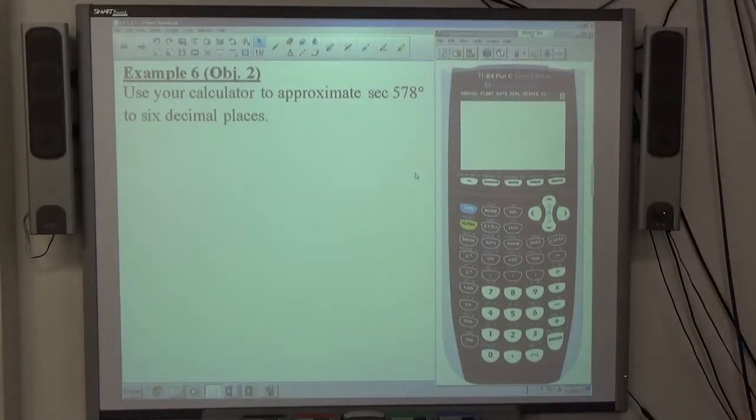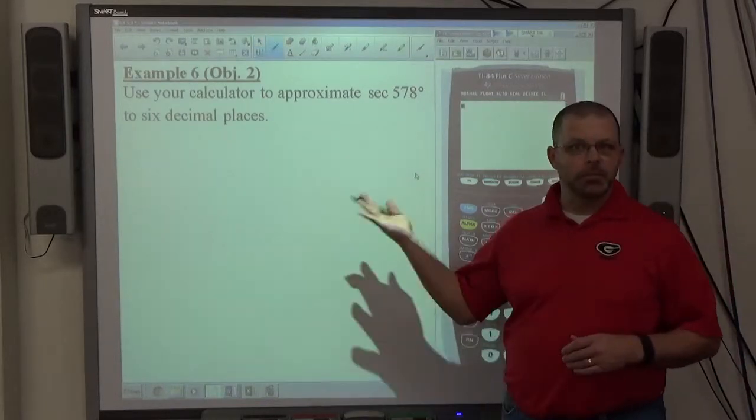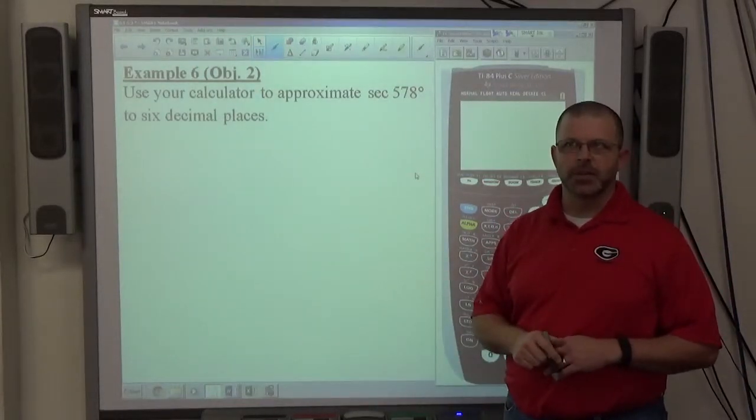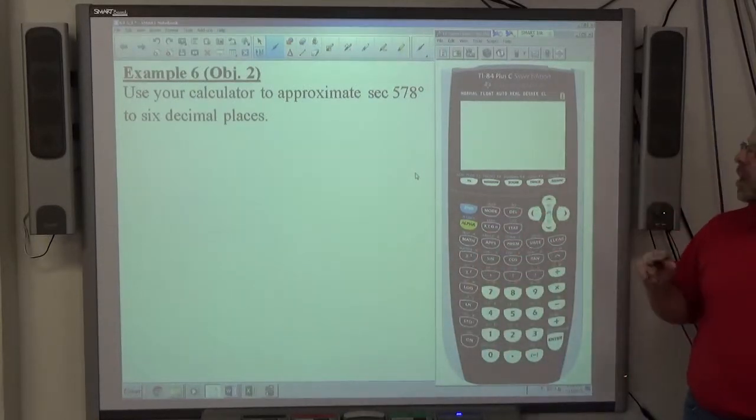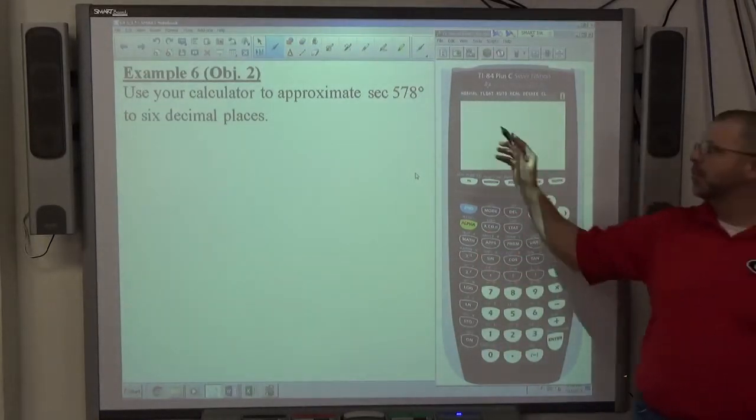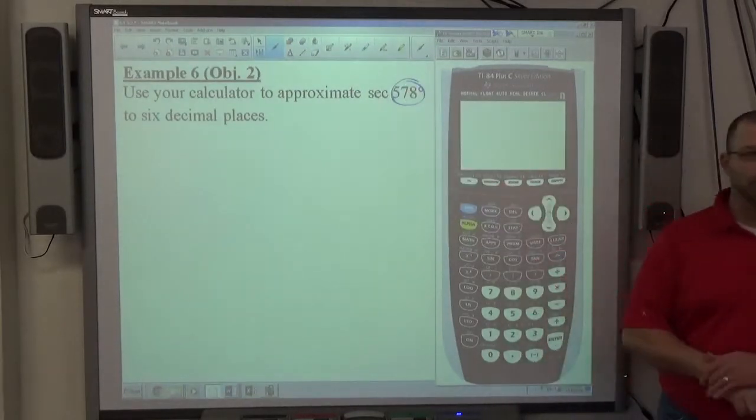Okay, example 6. Use your calculator to approximate secant of 578 degrees to 6 decimal places. Now, we already did this problem type last chapter, right? I think it was chapter 5.2. It was either 5.2 or 5.1. We've already done this. What makes this problem different from those problems, this angle is not between 0 and 360.